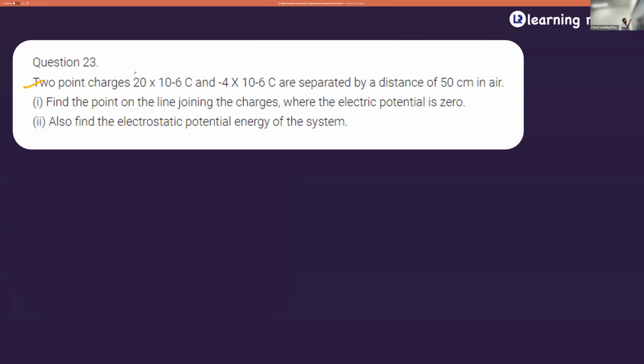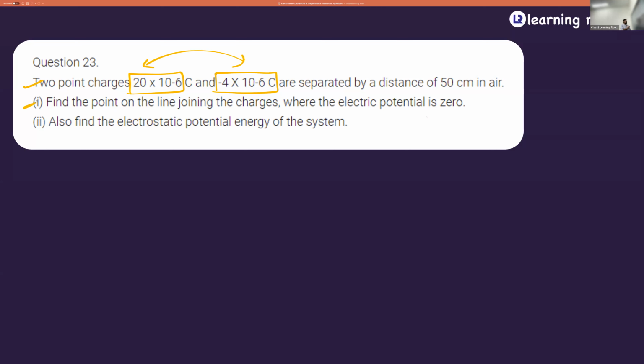Look at the question. There is a charge of 20 into 10 power minus 6 coulomb and minus 4 into 10 power minus 6 coulomb, and they are separated by a distance of 50 centimeter in air. So find the point on the line joining the charges where the electric potential is 0. Is it possible? Why? Because you have a system of unlike charges. So where will you get the potential to be 0? Closer to the point with lesser magnitude.